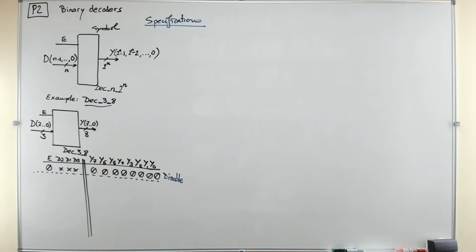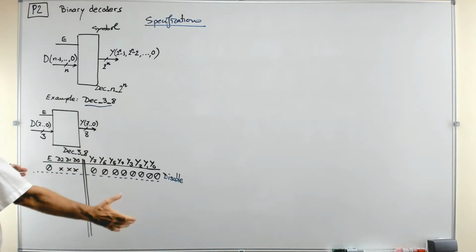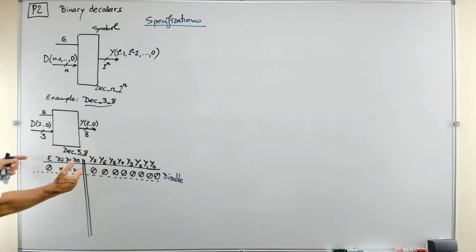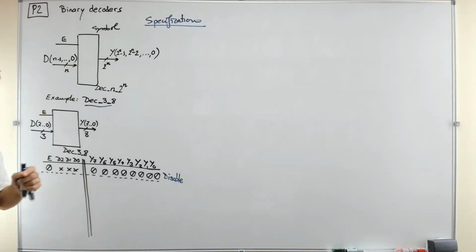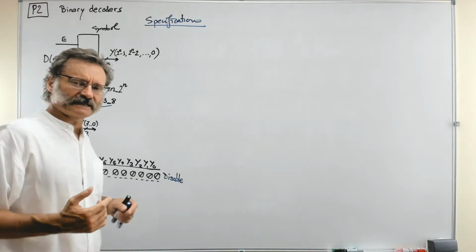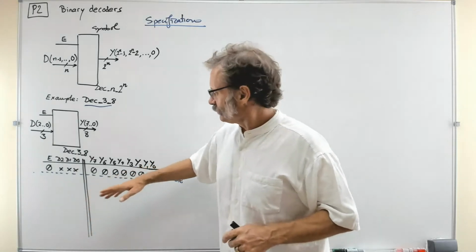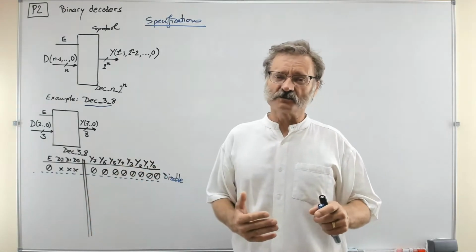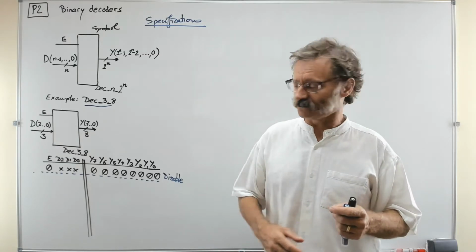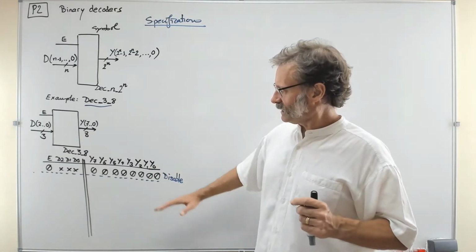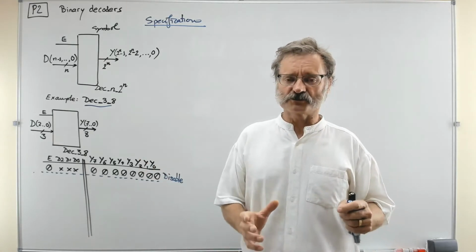So this is the typical symbol, a decoder, 3 inputs to 8 outputs, and that's the truth table. You have to place the inputs on the left side and all the outputs on the right side. This time, unlike the multiplexer, this device has a lot of outputs. It looks like in principle it's a lot more complex than the multiplexer, but it's not going to be that way, because you have a lot of outputs here, but the functionality of this device is very simple.